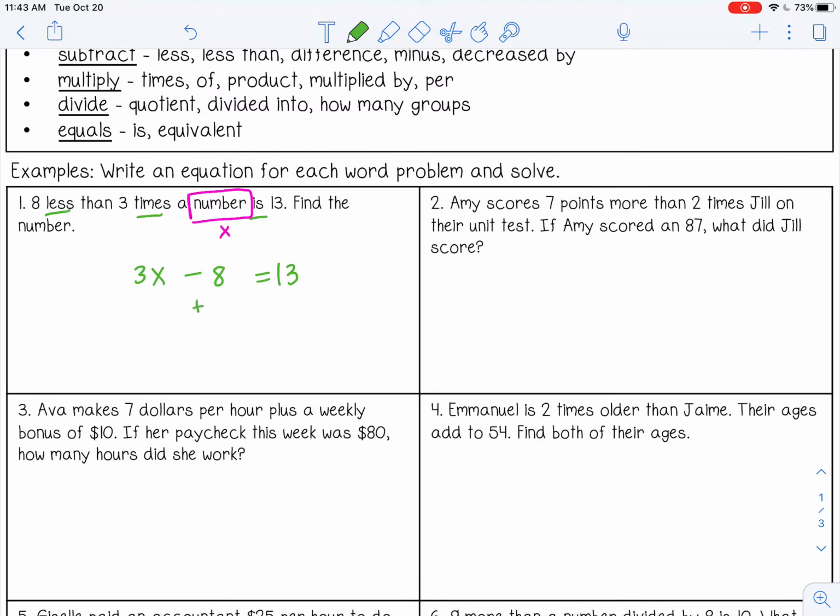So I can add 8 to both sides. And then divide by 3 on both sides. So the number is 7.